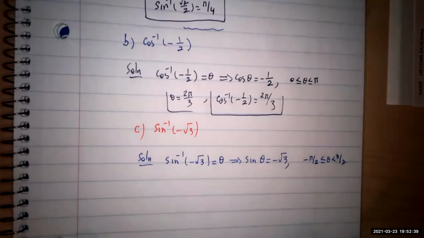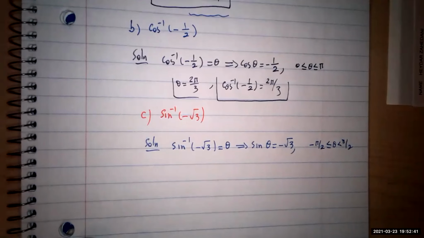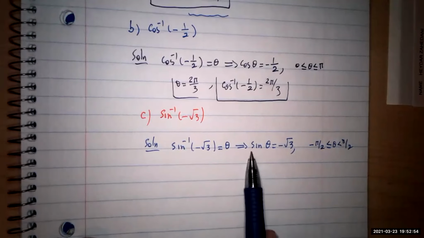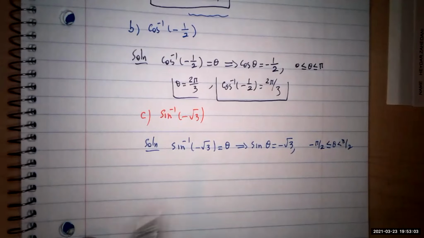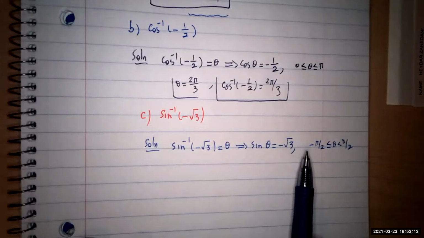Negative radical 3. What's wrong with this one? Can you have an angle whose sine is negative radical 3? No. Because you know that the sine is always between negative 1 and positive 1. Negative radical 3 is about negative 1.7, so it's impossible. You've got to be careful. Remember the range of the sine? Sine must be between -1 and +1.